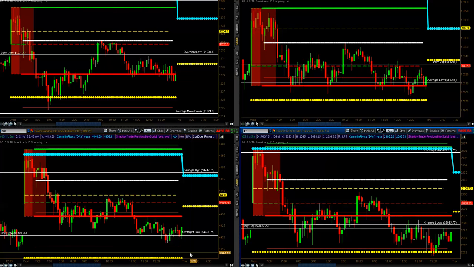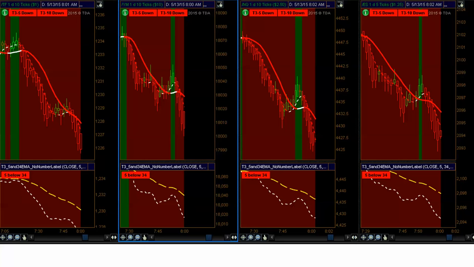So let's jump right in to some of those setups that we had today. Here we see on all four major indices, right about 35 minutes past the open, you did have a push up like most days, afterwards which price action turned around to the downside, looking for the T3 moving average crossover, as you can see here, and the 5 below the 34.